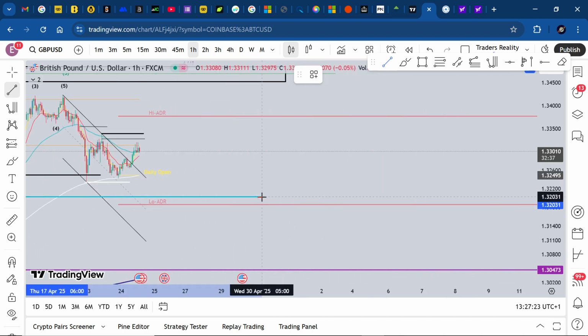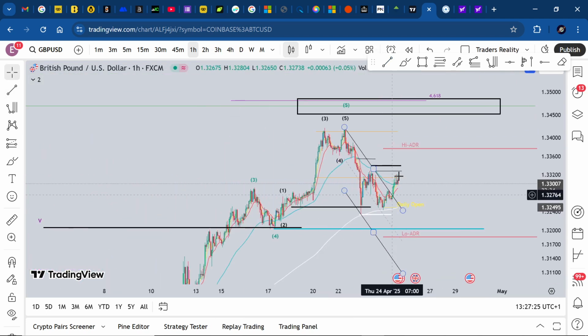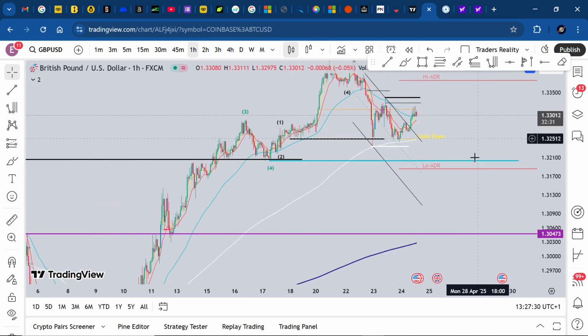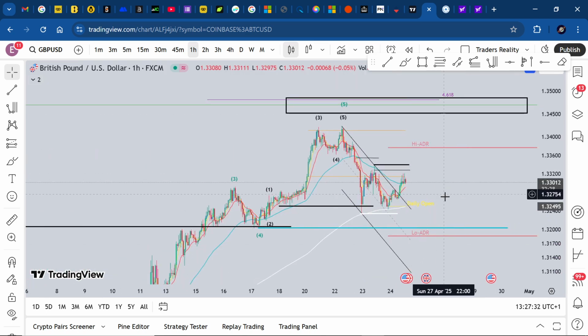Similar with EURUSD. We need to see these lows taken out today. Once these lows are taken out, then fine. Anytime price comes back up above this line into a supply zone, gives us distributive behavior, signs of weakness, then we can take that sell to the downside.